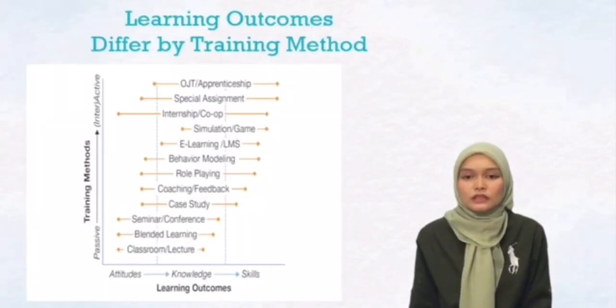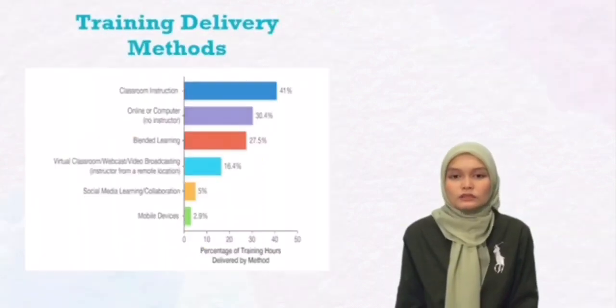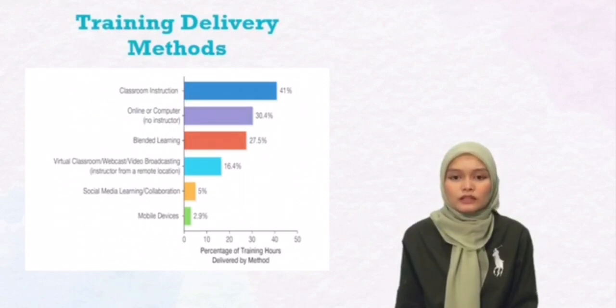This figure shows a learning continuum of various training methods, from learning that is very reactive and passive to learning that is very active. This figure shows that traditional classroom instruction delivered by lecturers continues to be the number one training delivery method for formally training employees.